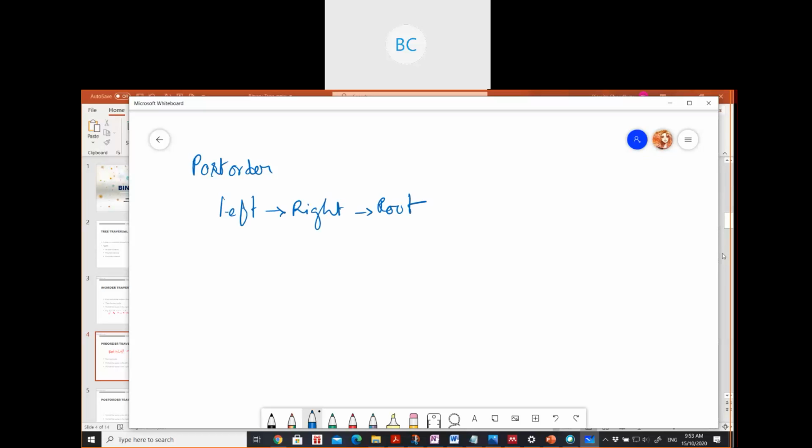Okay, so let's take the same example. 1, 2, 3, 4, 5. So what will be the post-order here? We will see the left first. So you directly come to the bottom part. Left is your 4, then right is your 5. Next the root is 2, then this left is done, so we will move to the right, which is 3, and last we read the root, which is 1. 4, 5, 2, 3, 1.